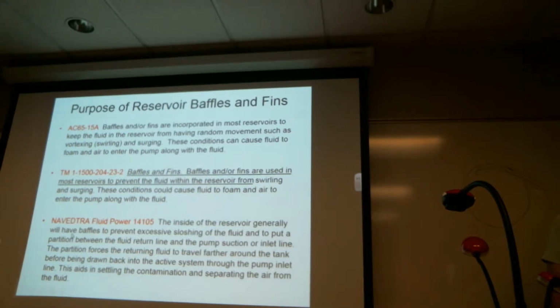Okay. Again, the purpose of reservoir baffles and fins. I took several different sources to give you an idea, but just remember when we get to the test, the purpose of baffles and fins is that it prevents random fluid movement. That's kind of what it comes down to. So that's what we got.